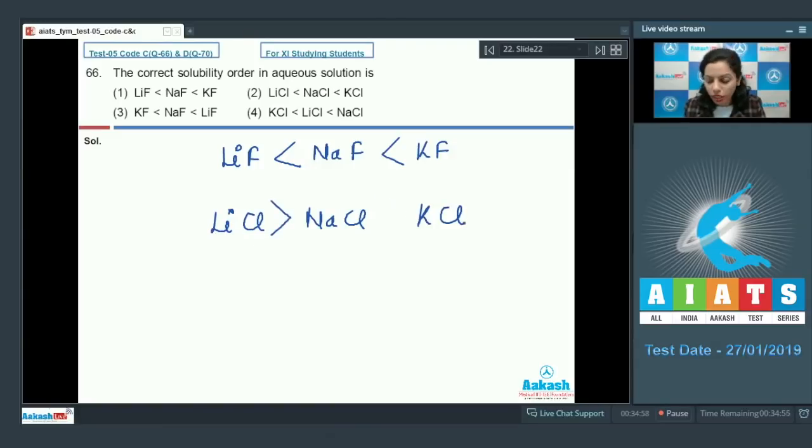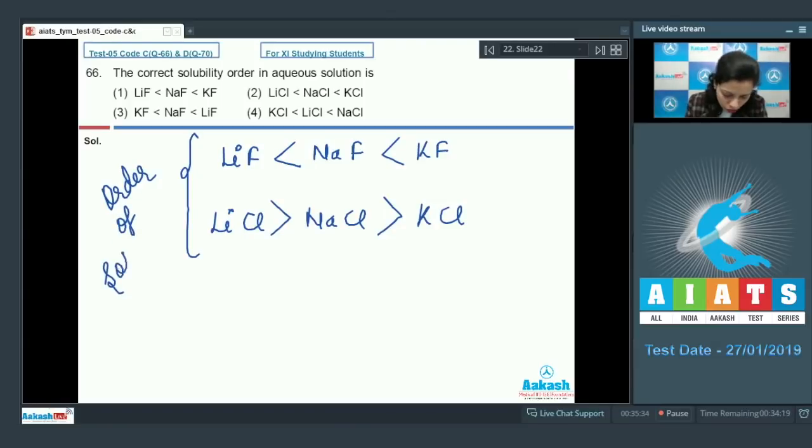Further, if we talk about NaCl and compare it with KCl, NaCl has more solubility. Again, the reason is comparison of lattice enthalpy and hydration enthalpy. So this is the order of solubilities for these two. On that basis, if you look at the given options, the correct order I have already written, you can easily choose the correct option. The correct option is option 1. And I am just going to choose it here as the correct option.